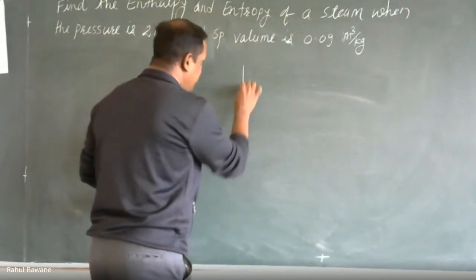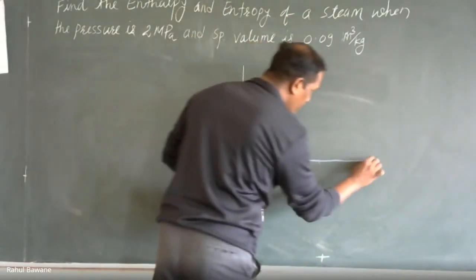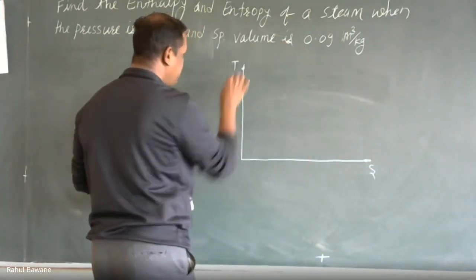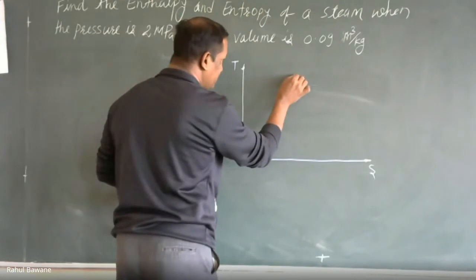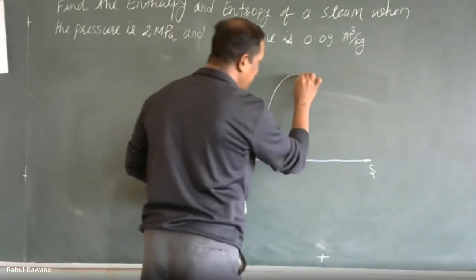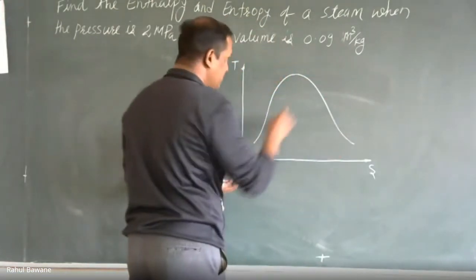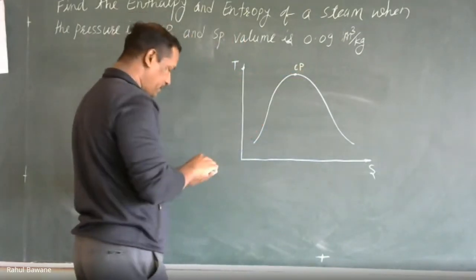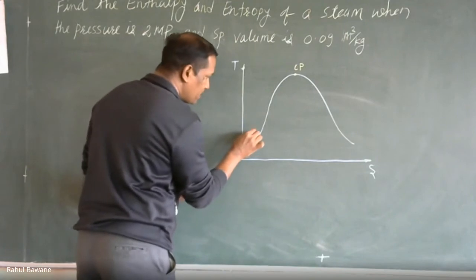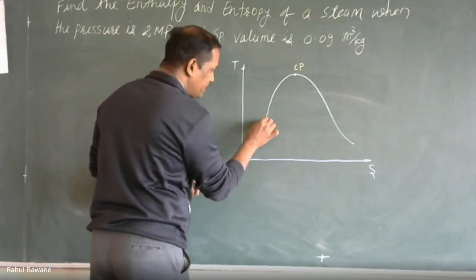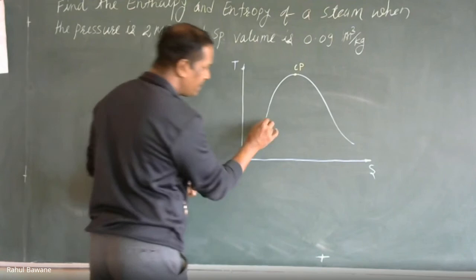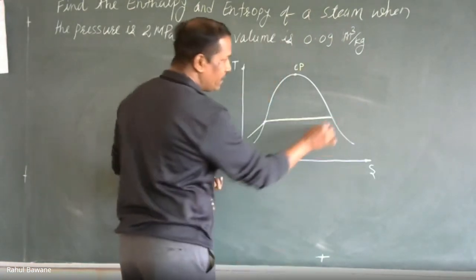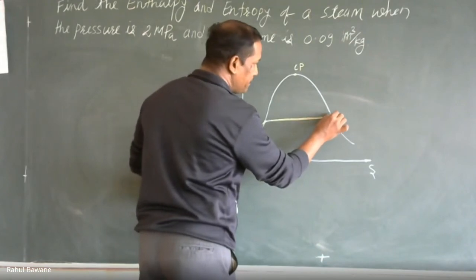Now, the TS diagram, specific entropy and temperature. We know that we get this kind of bell-shaped curve, where this is the critical point, the saturated liquid line, and the saturated vapor line. Here is a constant pressure line. When it reaches saturated liquid, the phase change takes place at constant temperature, so a horizontal line. Then again there will be a rise in temperature.